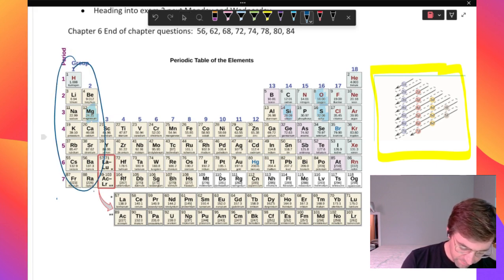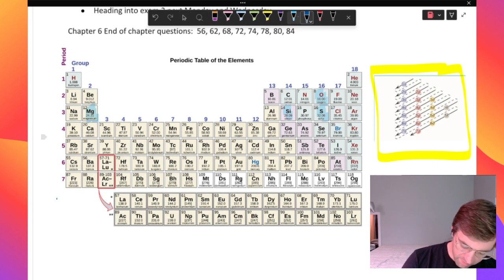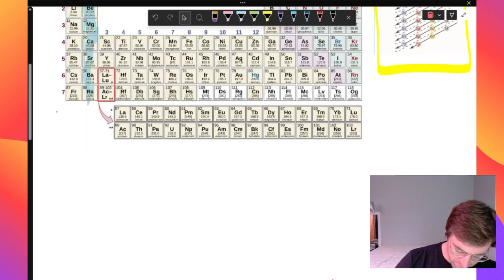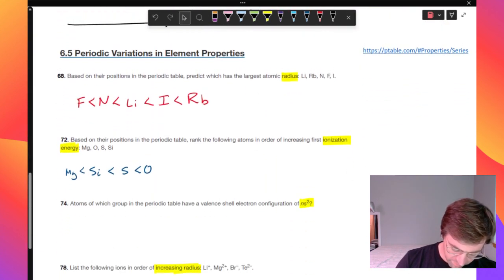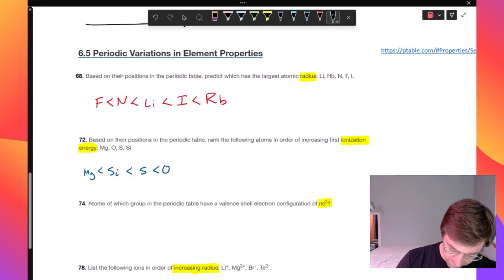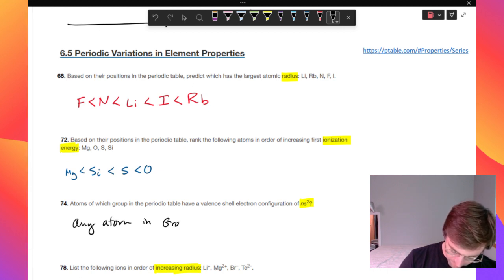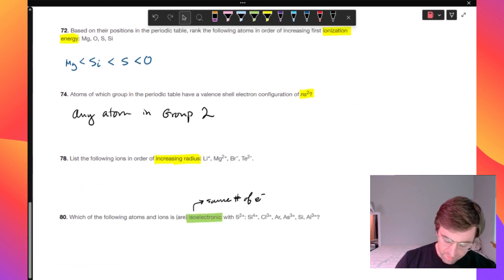So s2 would be anything, I'll stick with blue, anything in this second column here. So beryllium, magnesium, calcium, strontium, barium. Any atom in group 2 will have a valence shell electron configuration of ns2.